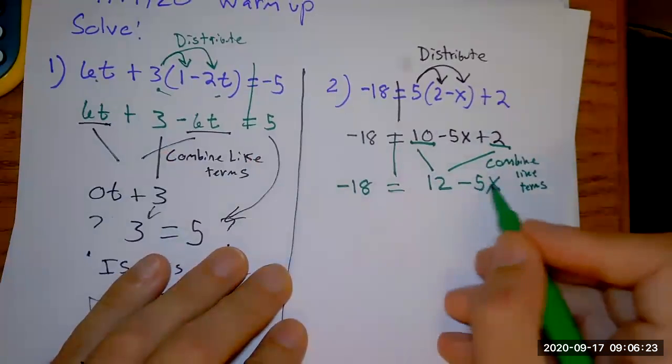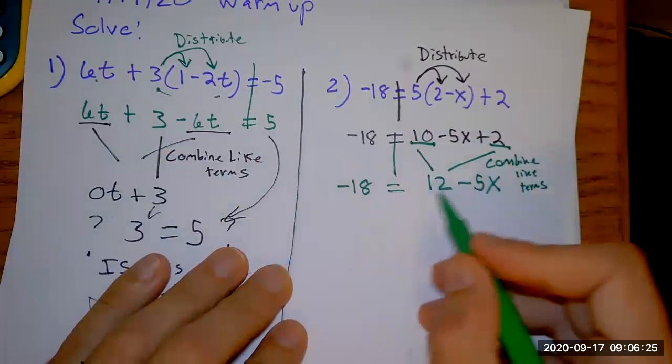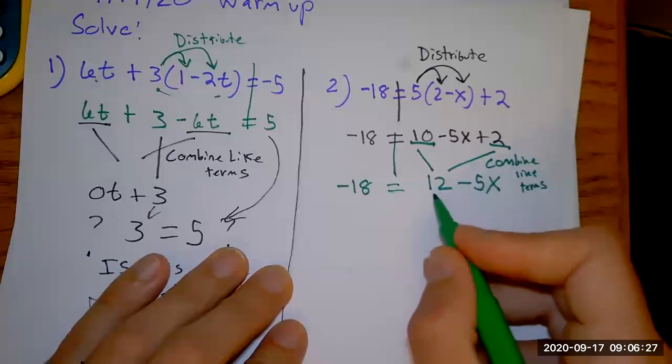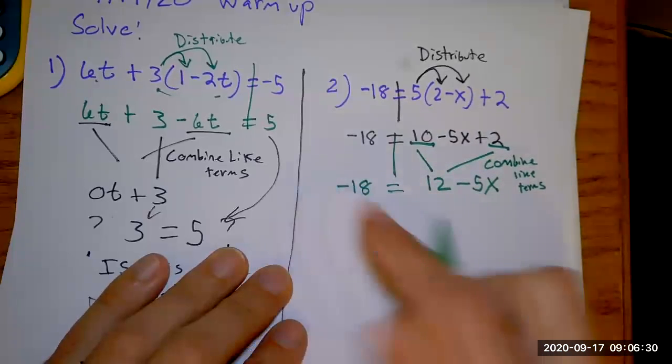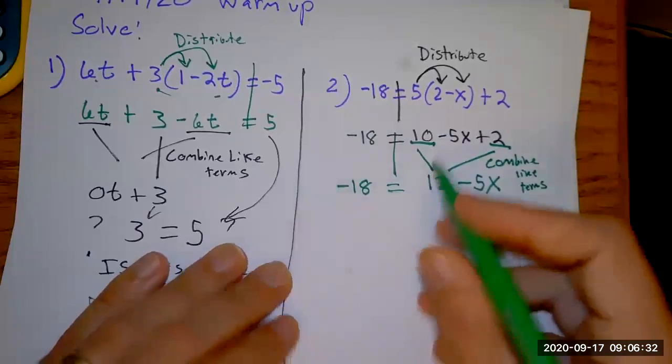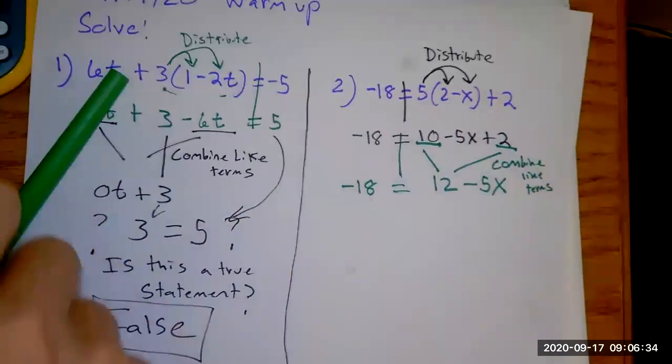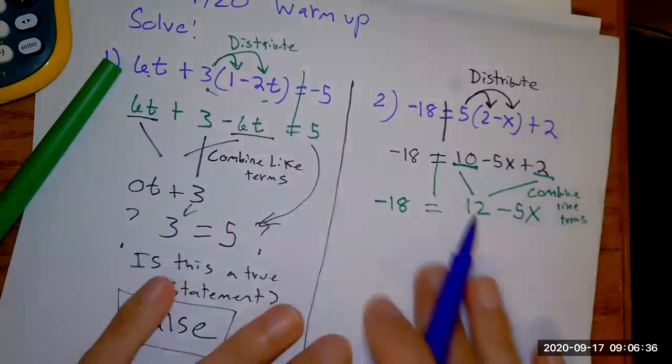So I want to get this x by itself. So I look at this other term. This doesn't have an x. So I want to get anything that doesn't have an x over to the other side. So this is positive 12. So I'm going to go ahead and subtract 12 from both sides.